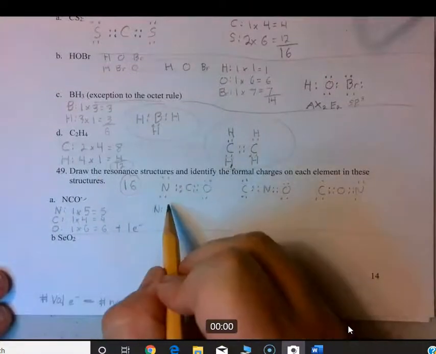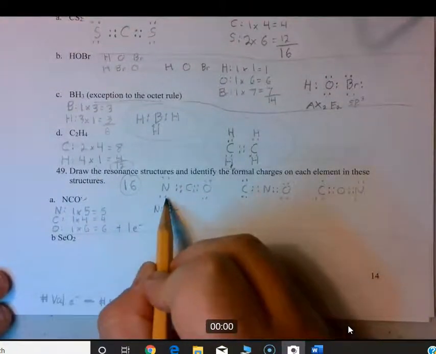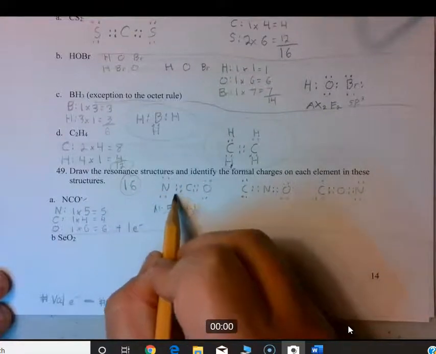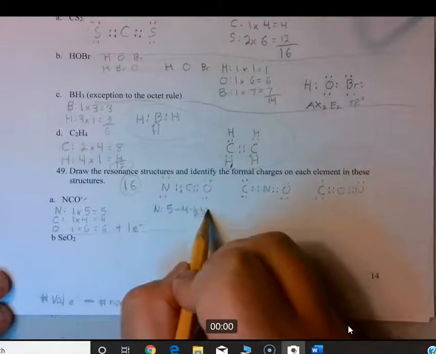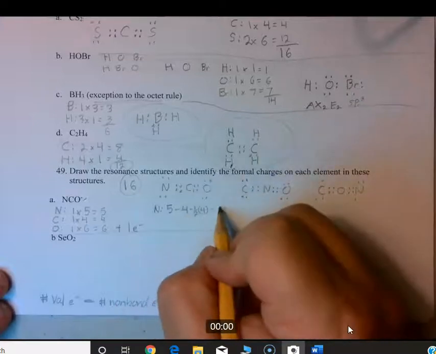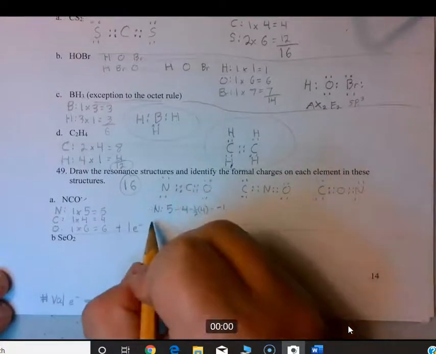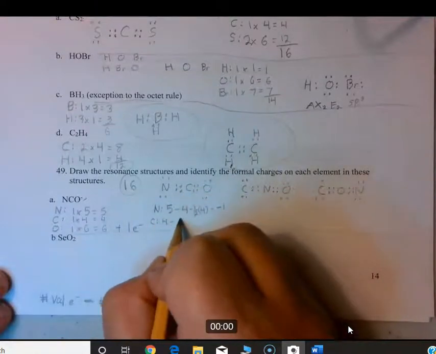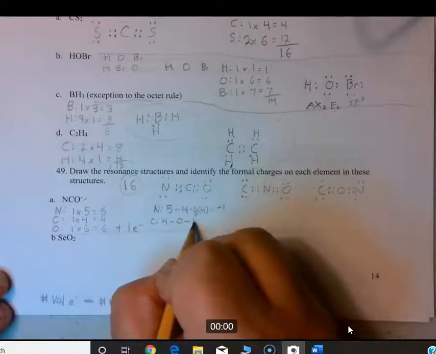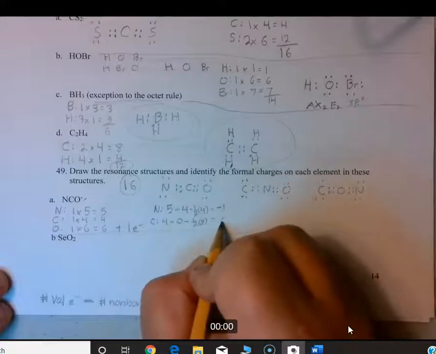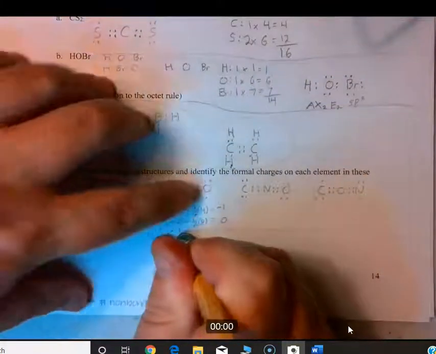All right, so it's going to be 5 minus 1, 2, 3, 4, minus 1/2 of 1, 2, 3, 4. And that's going to give you 1 minus 2, which is -1. For carbon, it's going to be 4 minus, there are no non-bonding there, minus 1/2 of all of them are bonding, so that's 8. So 4 minus 4 equals 0. And finally, I'm just going to have to create a little space down here.